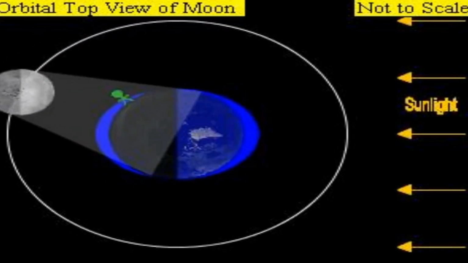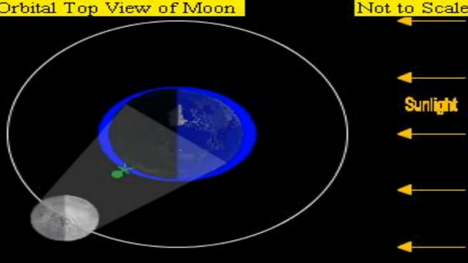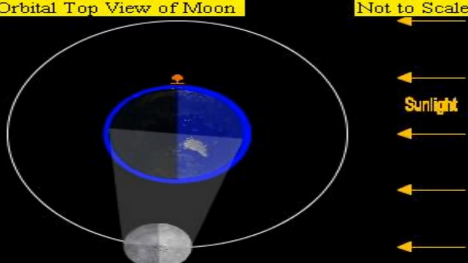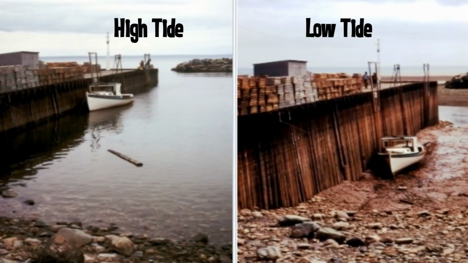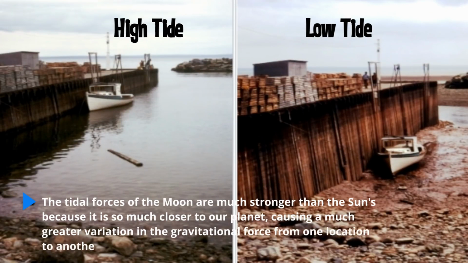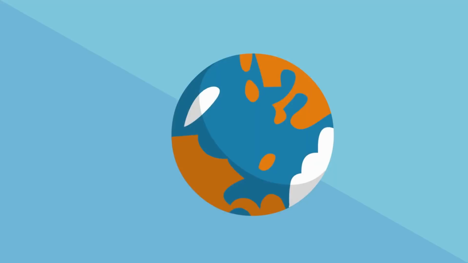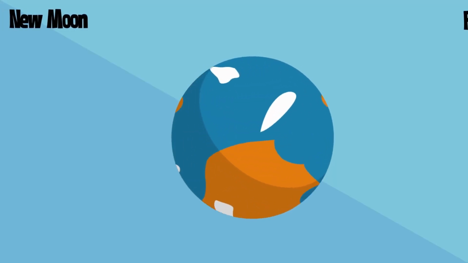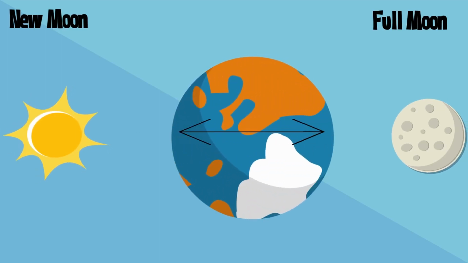Rather, tides are created because the strength and direction of the gravitational pull varies depending on where on Earth you are. This variation creates the differential forces, or tidal forces, that in turn cause tides. The tidal forces of the moon are much stronger than the sun's because it is so much closer to our planet, causing a much greater variation in the gravitational force from one location to another. The sun's gravitational force, on the other hand, varies much less because the sun is so far away.